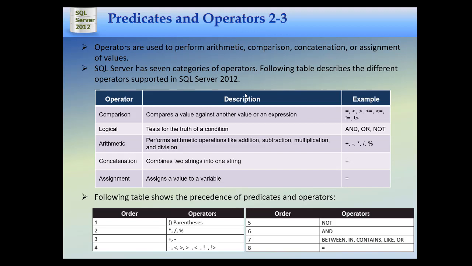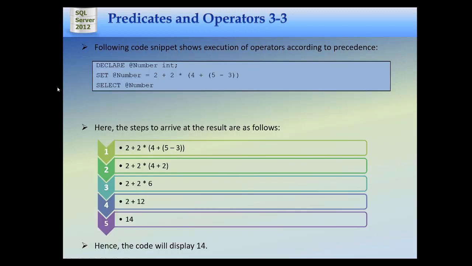Now, just like in programming languages, these operators have a precedence. Basically, the highest is the parentheses, or brackets. Then we have the multiplicative, then the additive, then the comparison, then NOT, AND, then the predicates, and finally the assignment operator. The following code snippet shows the execution of operators according to precedence. So we have this example given here.